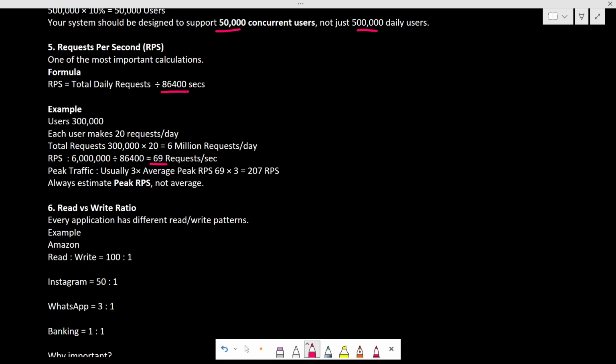And peak traffic is usually 3 times the average RPS, where 69 is the average RPS. So for peak traffic, multiplied by 3, at that time it will be 207 RPS. So always estimate the peak RPS, not the average. So if your system is able to handle this peak RPS, then you are fine. Your system is fine totally. Okay, so always calculate peak RPS because that's when the system experiences the highest load.